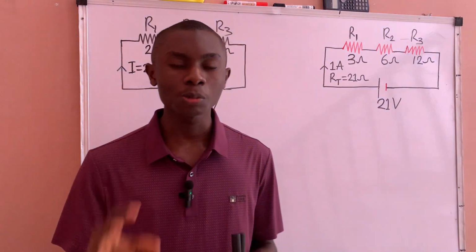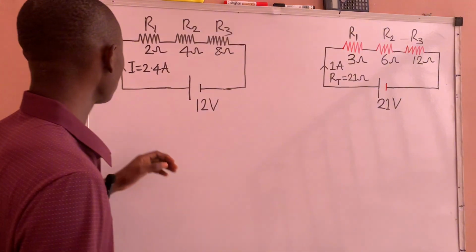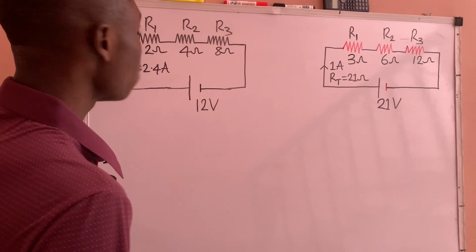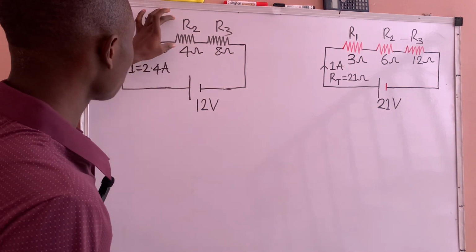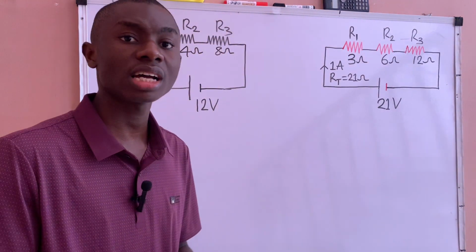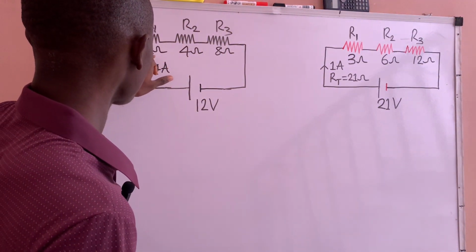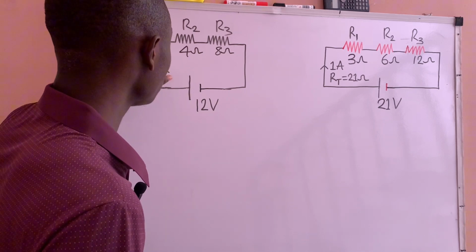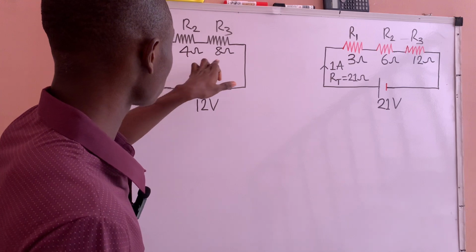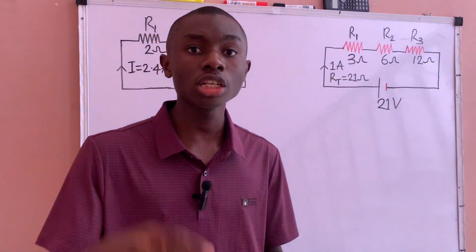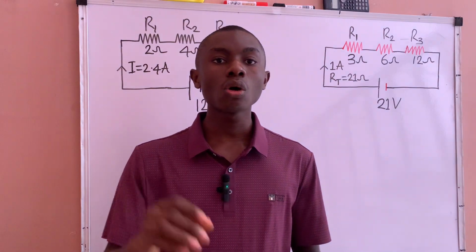Because voltage drop depends on resistance. The voltage that we drop across R1 depends on the resistance value of R1. The voltage that we drop across R2 depends on the resistance value of R2. Which means the voltage across R1 is different from the voltage across R2, and different from the voltage across R3, because voltage drop depends on resistance. Okay, let's discuss Ohm's law.